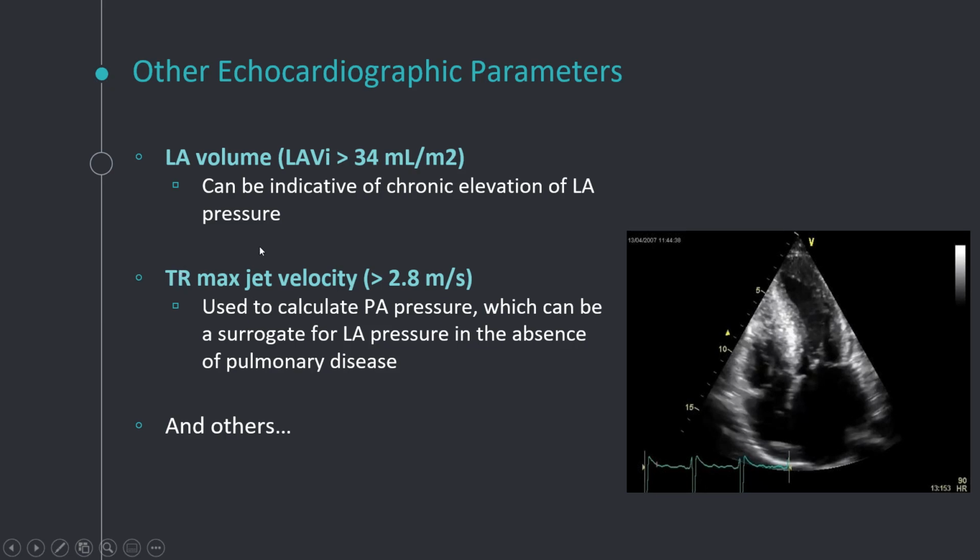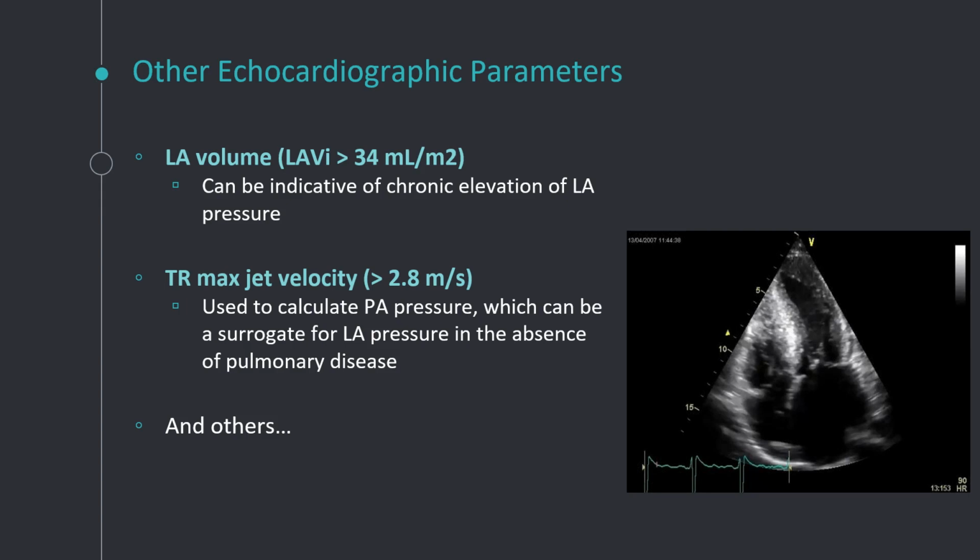TR jet we can also look at, and it should be greater than 2.8 meters per second. TR jet, if you use the modified Bernoulli's equation, can estimate pulmonary arterial pressure, specifically PASP, which should be continuous in terms of the pressure with the left atrium, as long as there's nothing in between that causes your pulmonary pressure to go high. For example, if there's no COPD or any pulmonary disease, there's a very clean continuous pathway between the left atrium and your pulmonary artery, then you can look at your TR jet velocity to estimate your pulmonary artery pressure, which would estimate your LA pressure.